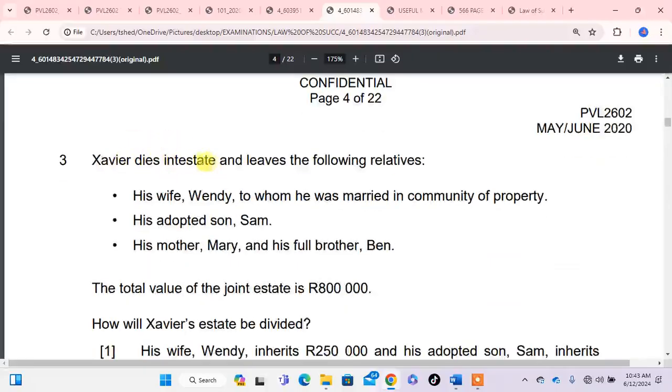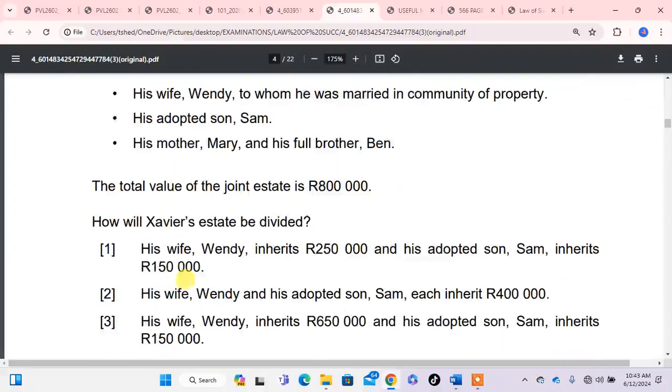Shavi dies intestate and leaves the following relatives: his wife Wendy, to whom he was married in community of property; his adopted son Sam. We have already read that adopted children are eligible to inherit because they become descendants. So Sam is a descendant of Shavi. Also his mother Mary, and his full brother Ben. The total value of the joint estate is 800,000. How will Shavi's estate be divided?